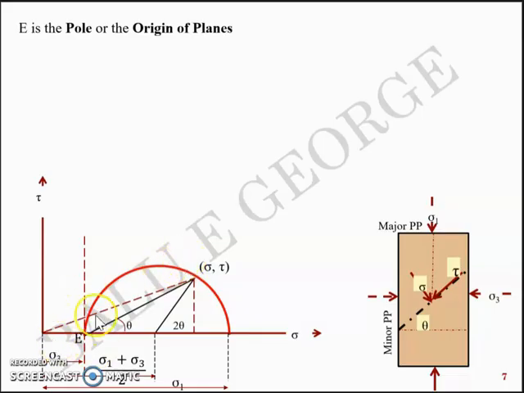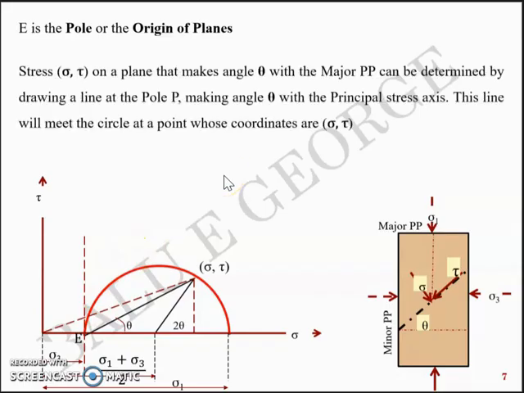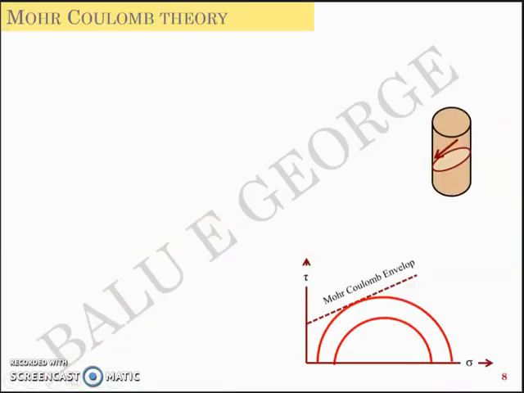So E, the point E, is the pole or the origin of planes, and stresses sigma and tau on the plane that makes an angle theta with respect to the major principal plane can be determined by drawing a line at the pole P, making an angle theta with the principal stress axis. This line will meet the circle at the point whose coordinates are sigma and tau.